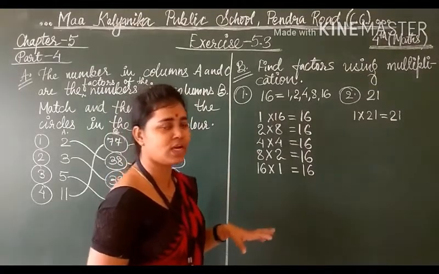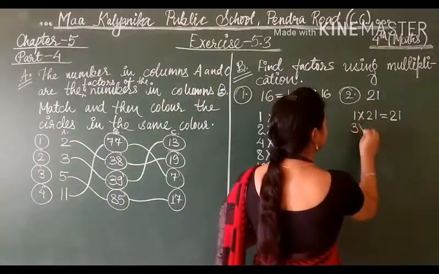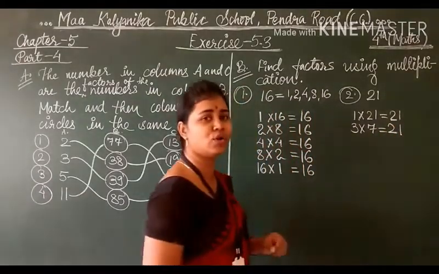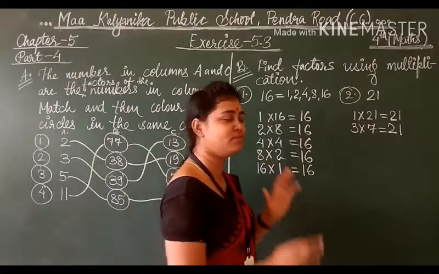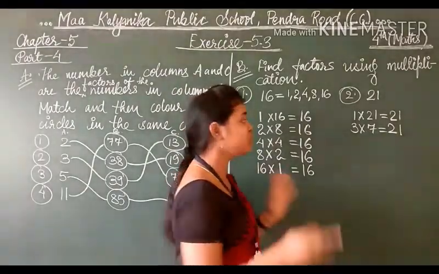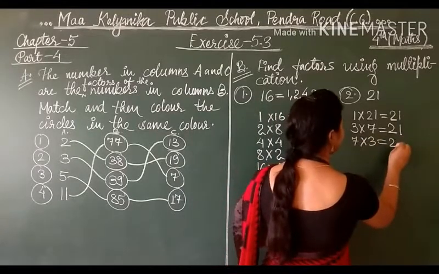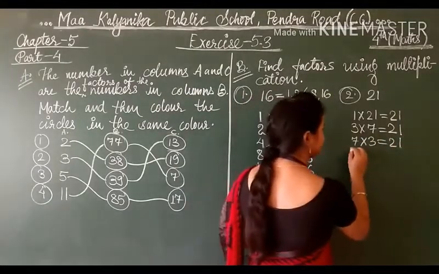No. In the table of 3? Yes, it comes. So 3 sevens are 21. In the table of 4? No. In the table of 5? No. 6? No. 7? 7 it comes. So 7 threes are 21. The last one is 21 itself.